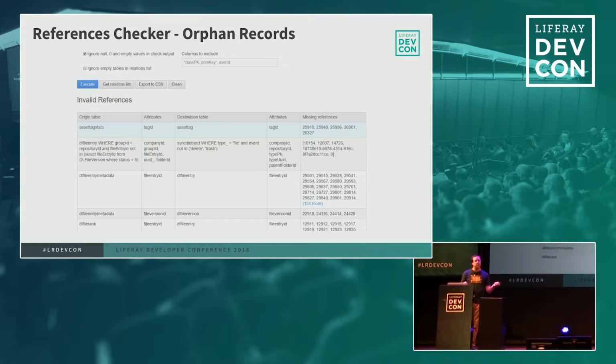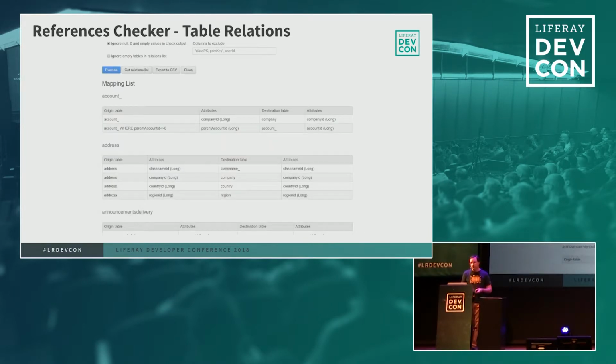So this tool not only fixes my case, but I actually think it makes a good tool just for upgrades in general, because a lot of the upgrade issues that I see out there are integrity issues. The other nice thing is it will show you table relations, so it'll dump all the relationships within the database. So it gives you some insight into the database that you didn't have before.